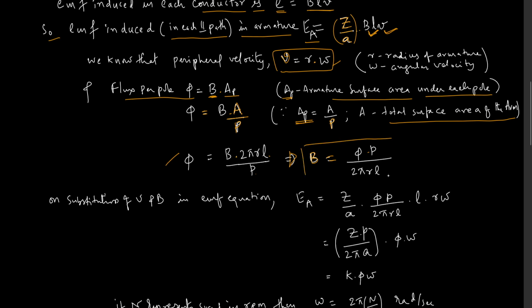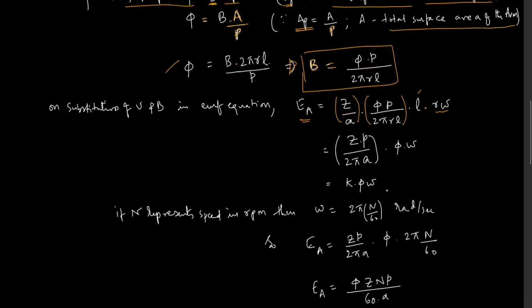So I have two relations. I substitute this relation into the equation for E. What we get is EA equals Z by A as it is, multiplied by B, which is phi into P by 2 pi RL, into L as it is, and V equals R into omega.